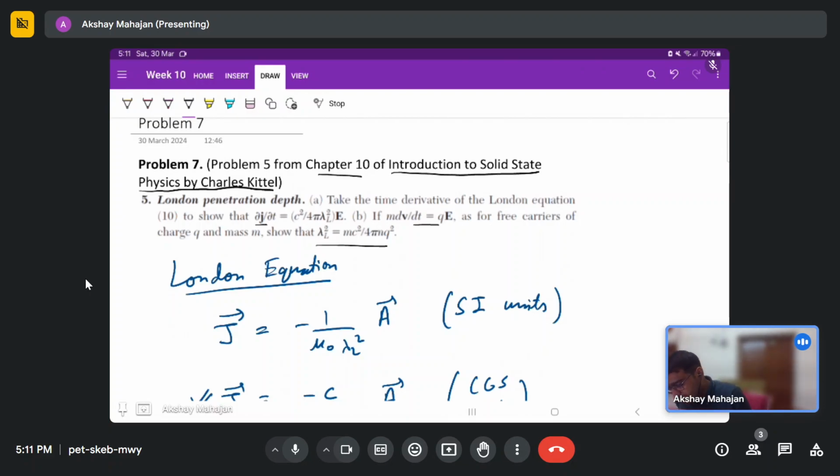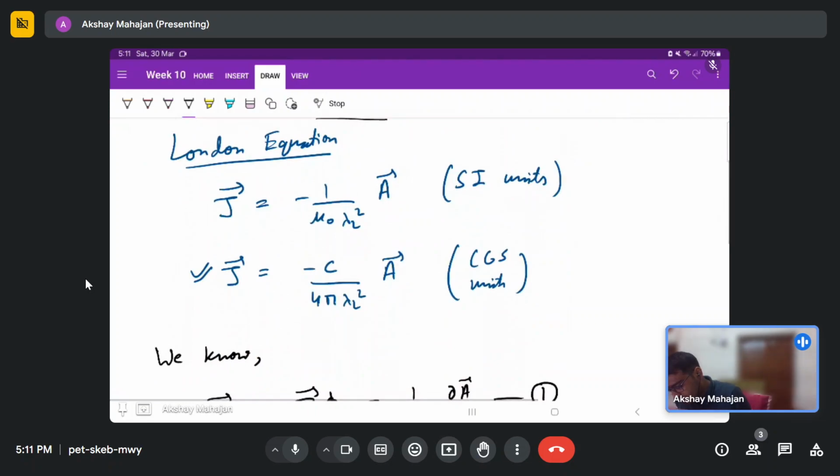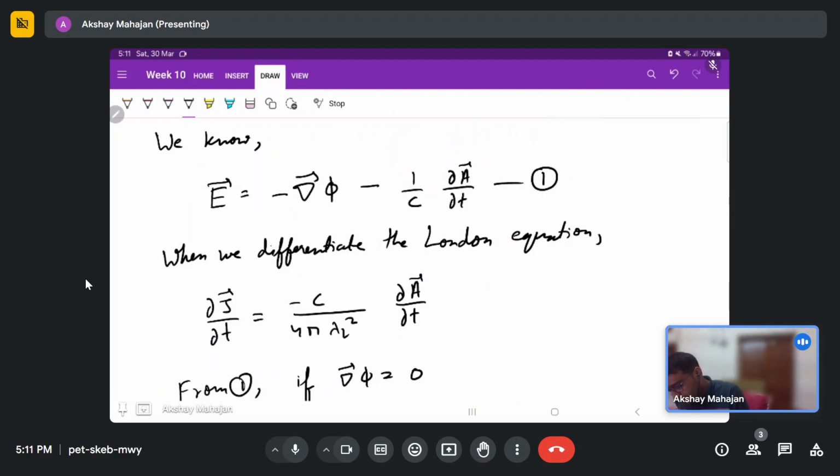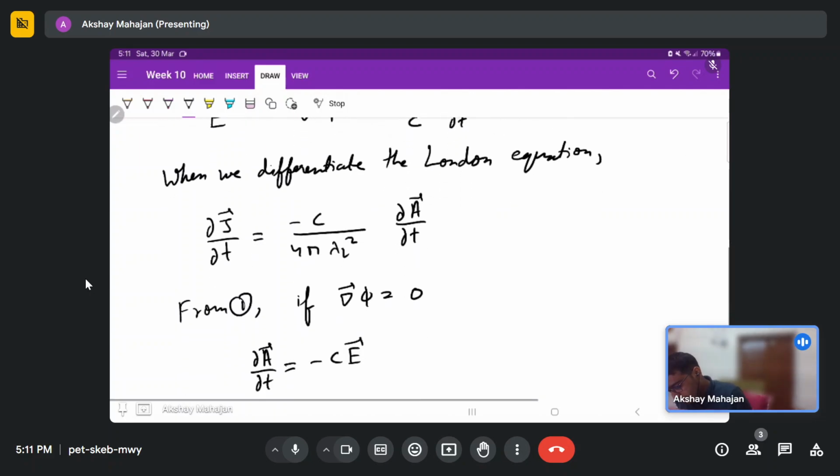J is our current density. The London equation form that we are using is J vector equals minus c divided by 4 pi lambda L square times A vector in CGS units. Now we know from simple mechanics we can write the electric field as minus gradient of phi, which is your scalar potential, minus 1 by c del A vector by del t, where A is your gauge potential. Your magnetic field B vector is curl of A vector.